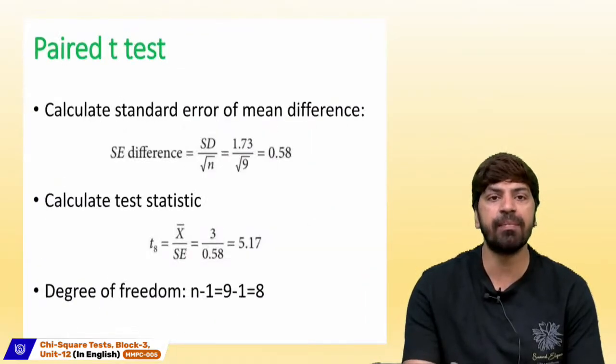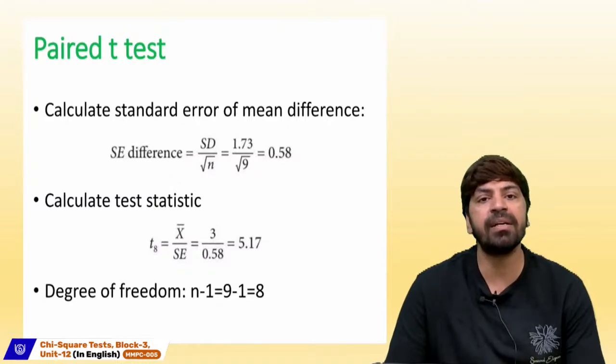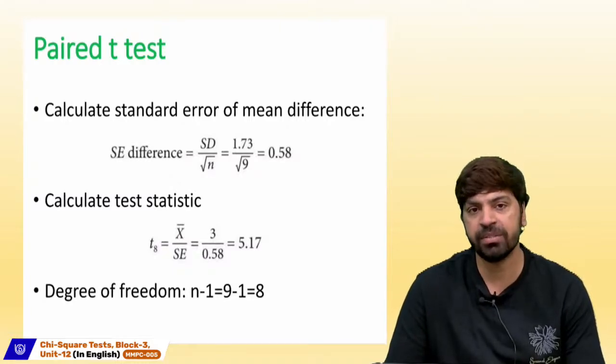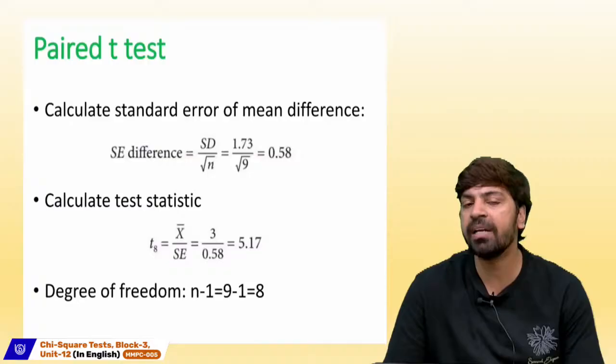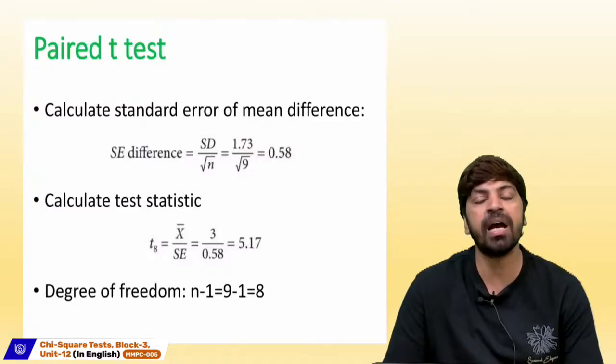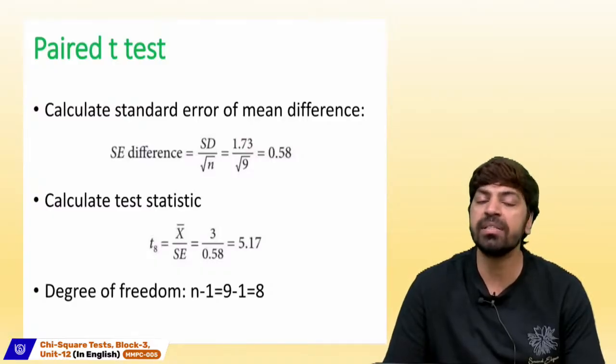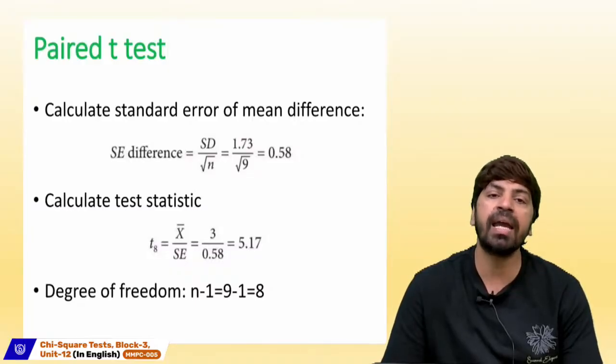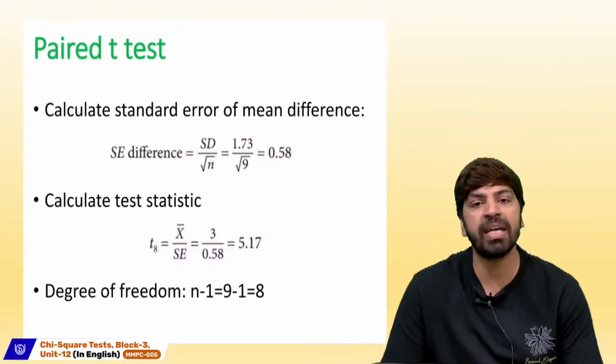Then the next step is to calculate the standard error of the mean difference. Once we calculate the standard error, what is the formula? As I already told you, it is the standard deviation divided by the square root of n. The standard deviation is 1.73, n is 9, square root of 9, which is equal to 0.58.